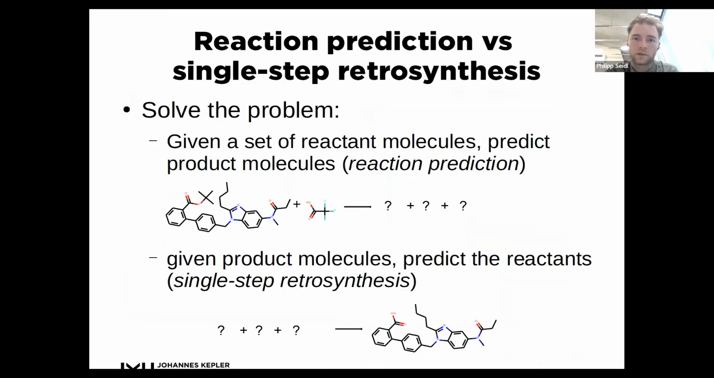Yes, so the first distinction that is really important is again between reaction prediction and single-step retrosynthesis. The first one, reaction prediction: here we are given the reactants and we want to predict the product. This is also sometimes called forward prediction. In single-step retrosynthesis, it's the other way around. We are given the product, and now we want to predict the reactants that lead to this product. There may be multiple reactants that lead to a product. This is the same for reaction prediction.